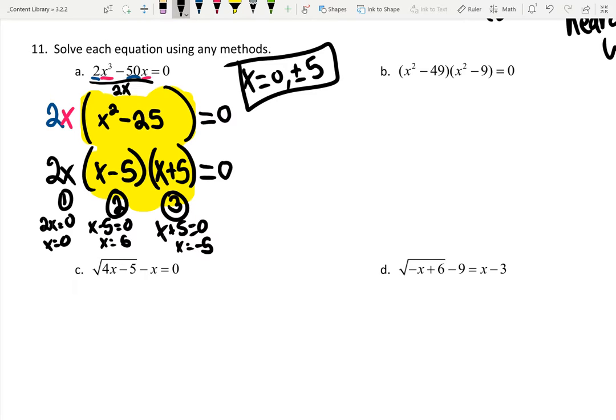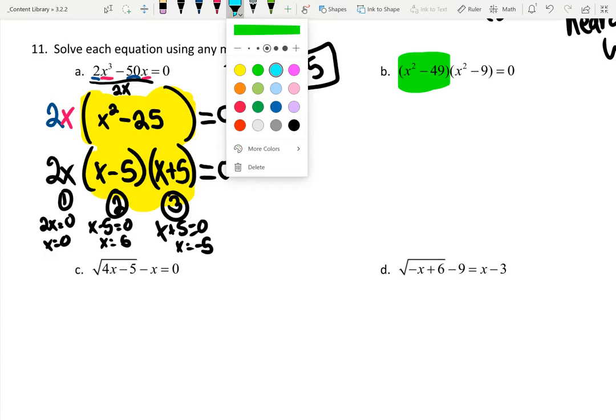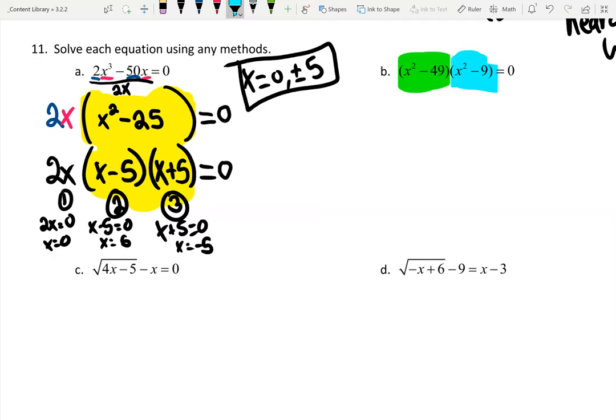I'm going to look at B right now, and I see that it's going to have 2 of these where it's the difference of 2 perfect squares. When I see this, it's automatically going to be: what number times itself is 49? Well, that's going to be 7. So I'm going to get x minus 7 and x plus 7.